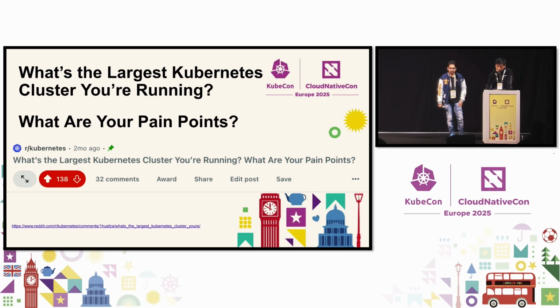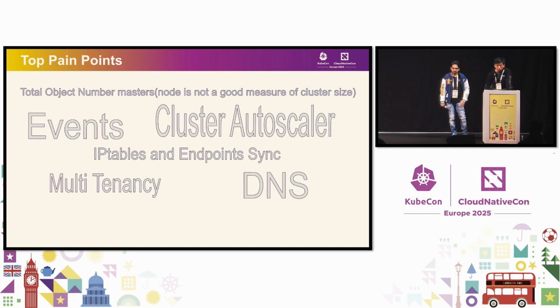Before this, we asked a question on Reddit, and this is a very hot topic. I think most of you may want to know the bottlenecks and the pain points here. Here is some feedback from Reddit, like events, cluster autoscaling and DNS, also iptables or endpoints sync. One thing mentioned is that node number is not the only good measure for cluster size. Sometimes we need the total object number, which may be more accurate. Some also mentioned that for large clusters, they need multi-tenancy solutions. That is one of the pain points.